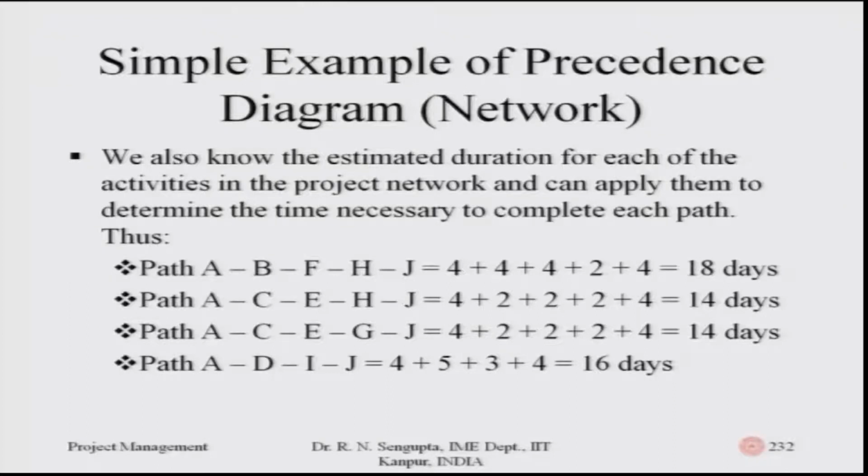Similarly, if you note all the job durations and add them up, they give you the total duration taken for path 1. The first one is 18 days. Similarly, for the second, third, and fourth, the durations are 14, 14, and 16 days.